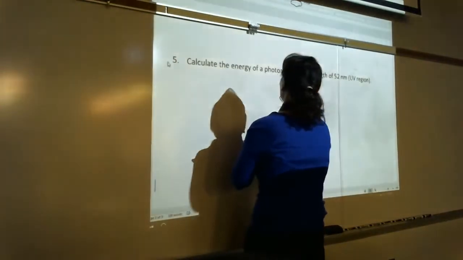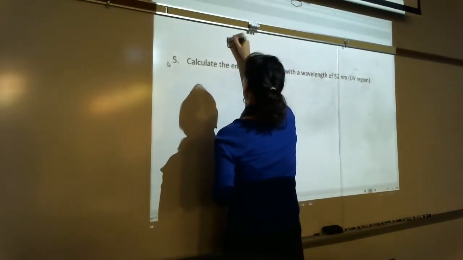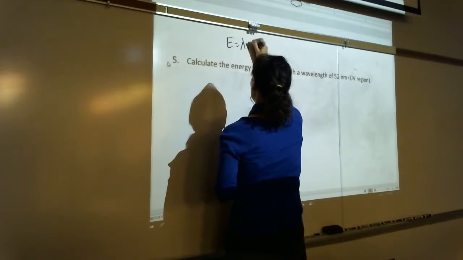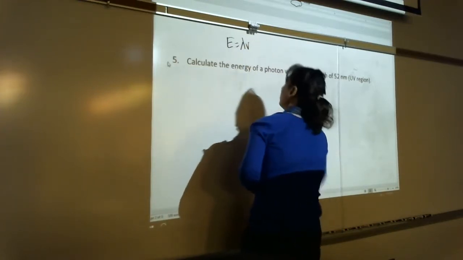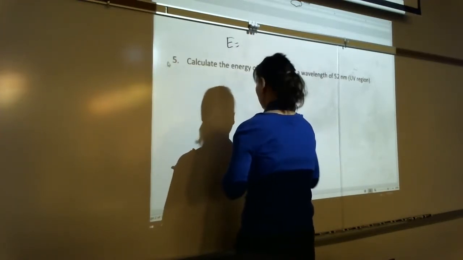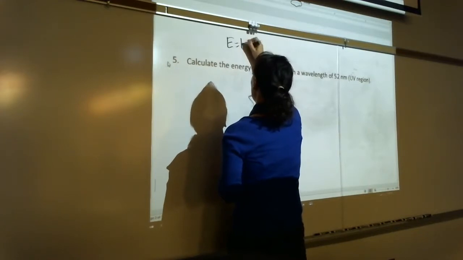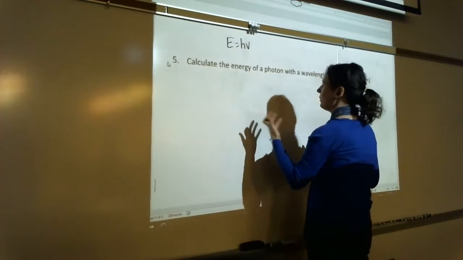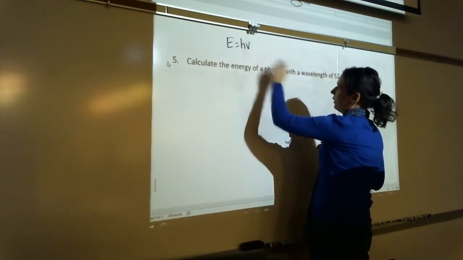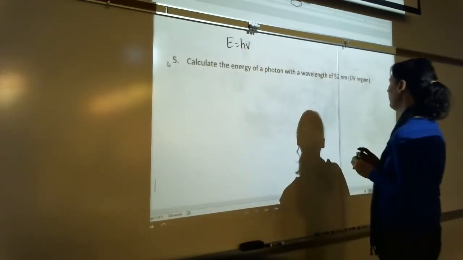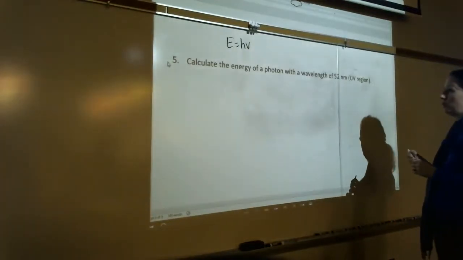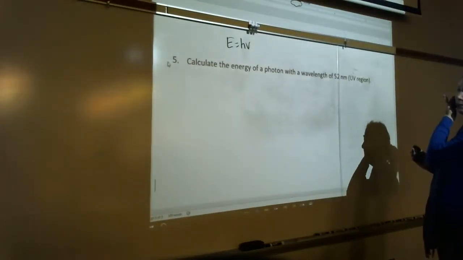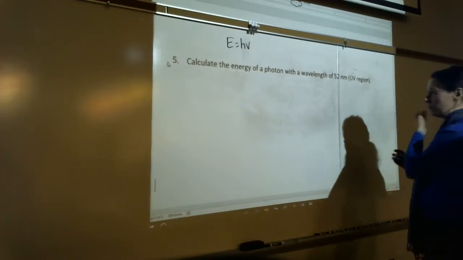So we can't directly plug into our equation of goodness. Oops, wrong variable. Planck's constant times frequency, right? We can't plug into there because we're missing a piece. We don't have frequency yet. So what do we have to do before we can plug into our energy equation? We have to find the frequency, right?